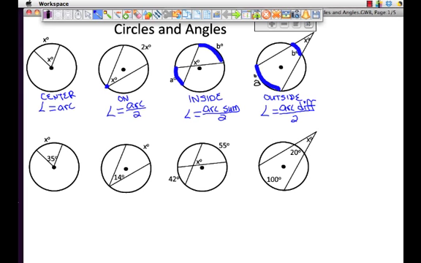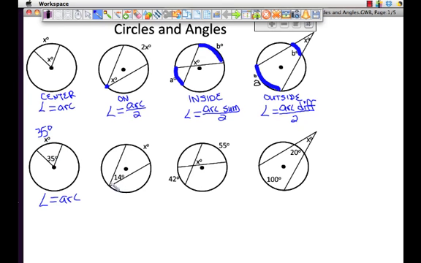All right, so let's use those rules now to practice the next row down. This angle is on the circle. The rule is that the angle equals the arc. So X is the angle and X is the arc. So the angle equals the arc. So if the angle is 35 degrees, then the arc is 35 degrees.